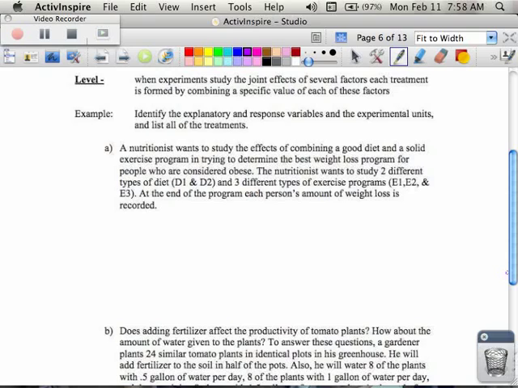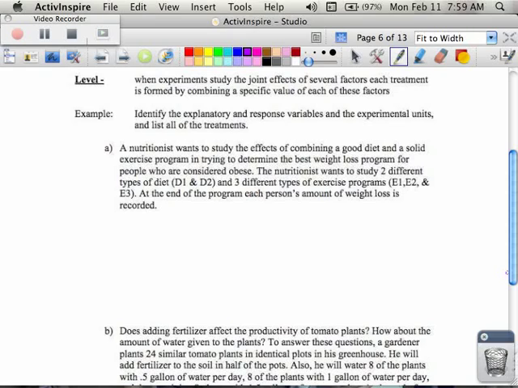So down below here, we're going to talk about the explanatory and response variables, and then we'll talk about the treatments. In this example, a nutritionist wants to study the effects of combining a good diet and solid exercise program in trying to determine the best weight loss program for people who are considered obese. The nutritionist wants to study two different kinds of diets, D1 and D2, and then three types of exercise programs, which we're going to call E1, E2, and E3. And then at the end, each person's weight loss will be recorded.